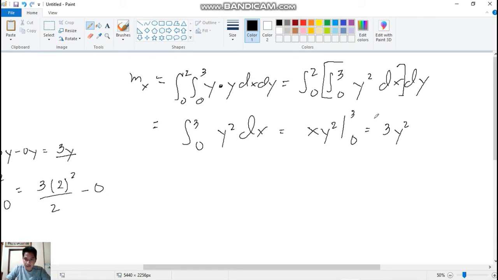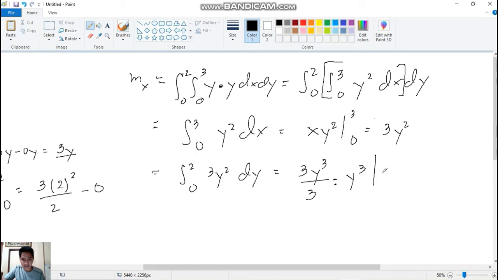So our answer is 3y squared. We're going to substitute it again into our main equation. So that is equal to the integral of 3y squared dy. So we need to get the antiderivative of 3y squared in terms of y. That is 3y raised to 3 all over 3, or simply y raised to 3. Then the values of y are 2 and 0. So that is equal to 2 raised to 3 minus 0 is equal to 8.